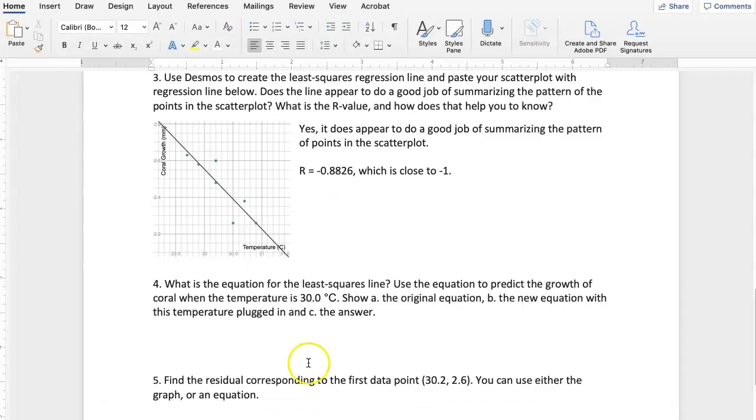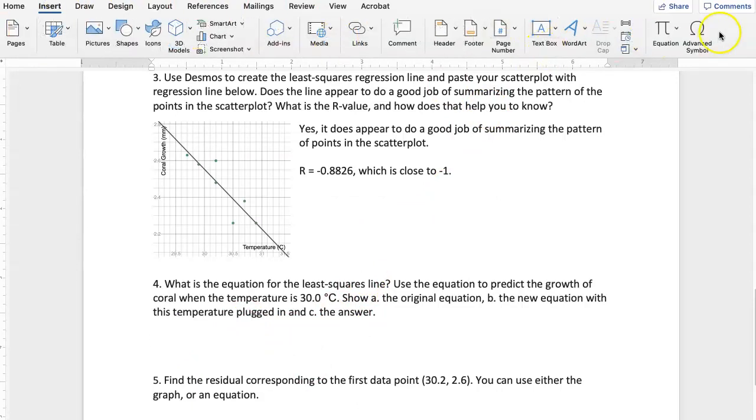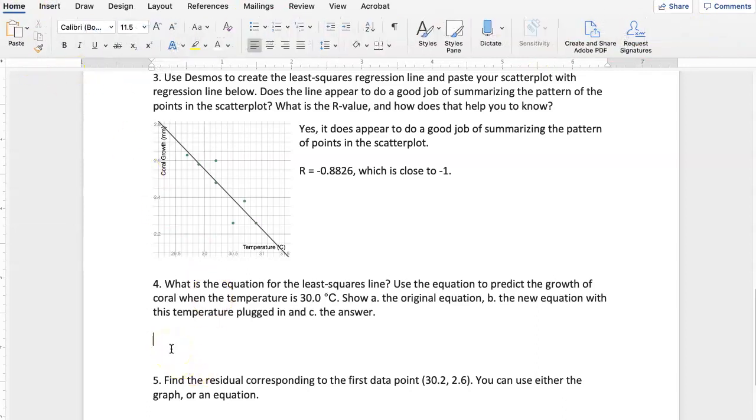Okay, so now we're going to go back over here and we're going to insert an equation. So here we're going to insert, and the equation is here. Or with this, since we don't have any squared or anything, you could probably just write it without the equation editor. So we're going to say Y equals negative 0.33 X plus 12.32. Okay, so that is A.